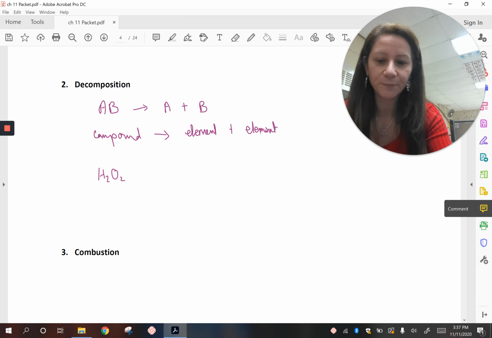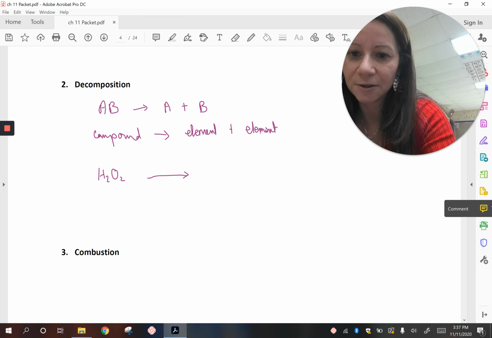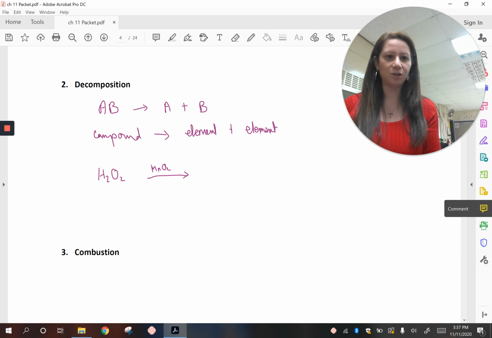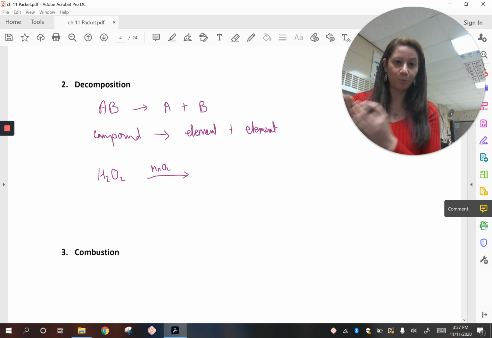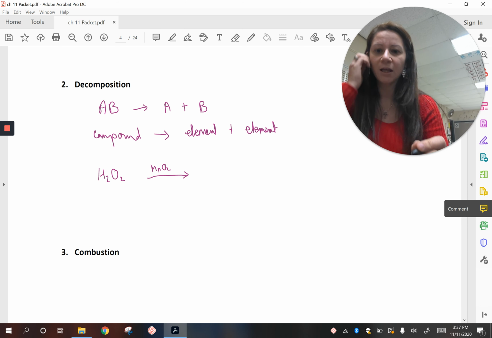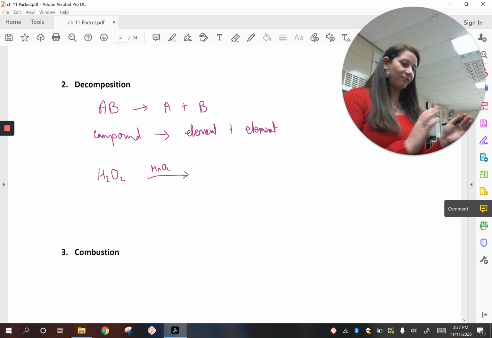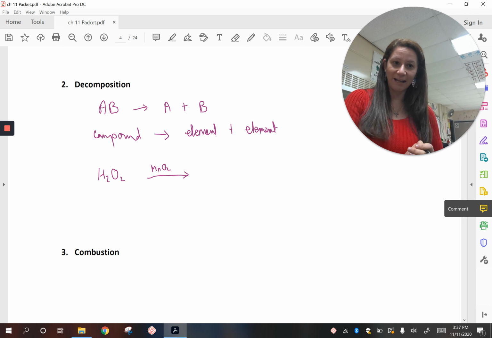That's my compound. I added a catalyst. My catalyst was manganese dioxide. You don't need to know that. Just remember that you put the catalyst on top of the arrow. And my products, well, I formed a gas, and I checked what that gas was.